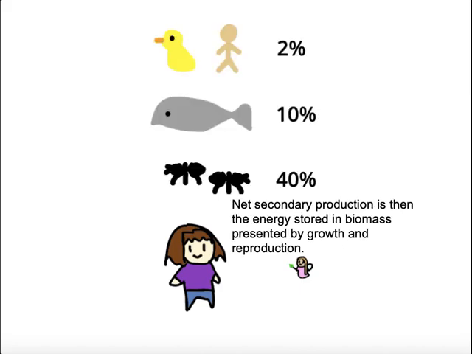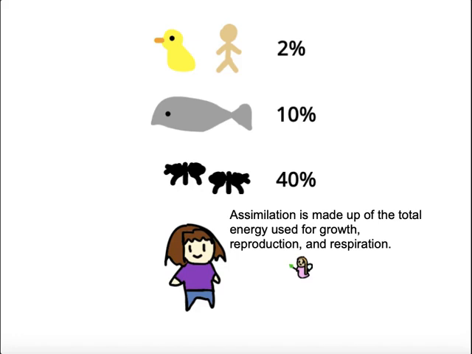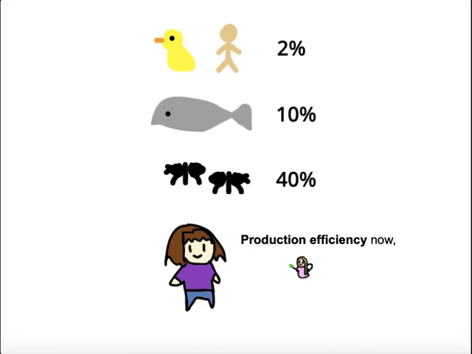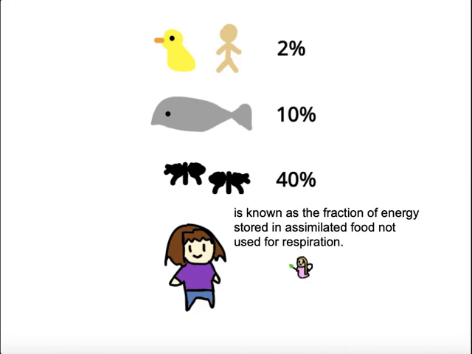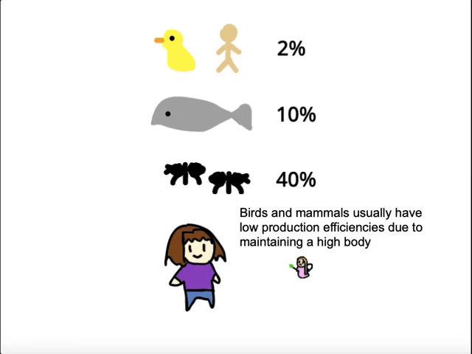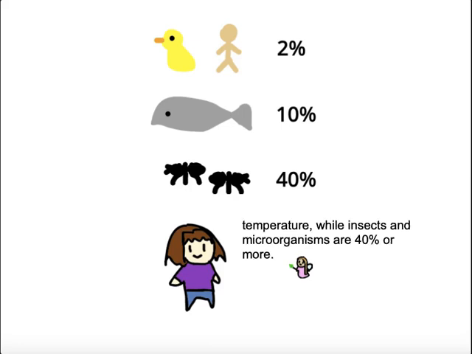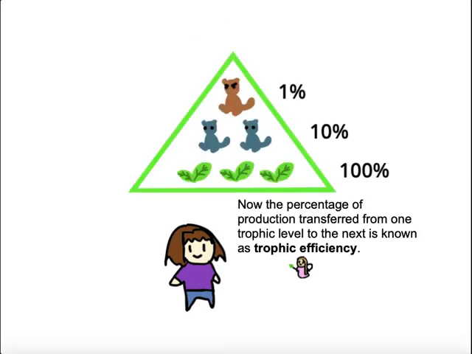Net secondary production is then the energy stored in biomass represented by growth and reproduction. Assimilation is made up of the total energy used for growth, reproduction, and respiration. Production efficiency is the fraction of energy stored in assimilated food not used for respiration. Birds and mammals usually have low production efficiencies due to maintaining a high body temperature, while insects and microorganisms are 40% or more.